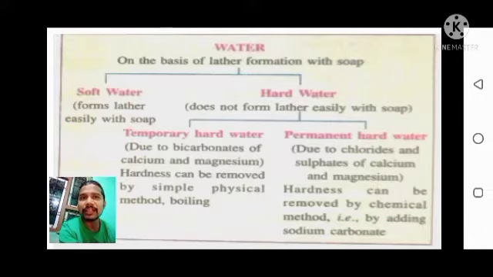And regarding the removal of temporary hardness of water, we have discussed 3 ways. And what are they? Number 1 is boiling. Simply you boil this temporary hard water and it will start giving you lather with soap. Second one is by adding lime. The same thing will happen if you add lime to temporary hard water. And number 3 is by adding washing soda, you can also remove temporary hardness of water.